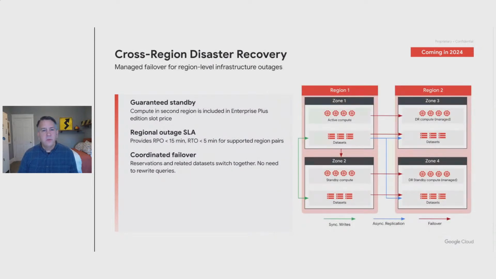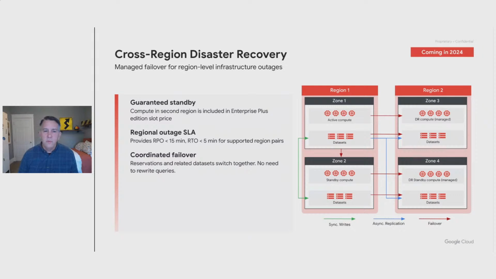Now, a few months ago, we launched a preview of cross-region dataset replication. And this allows you to maintain copies of your data in additional regional locations. Now, as you can see from the diagram, BigQuery automatically synchronizes a copy of your data in a second zone within the same region. And this is provided at no additional cost.